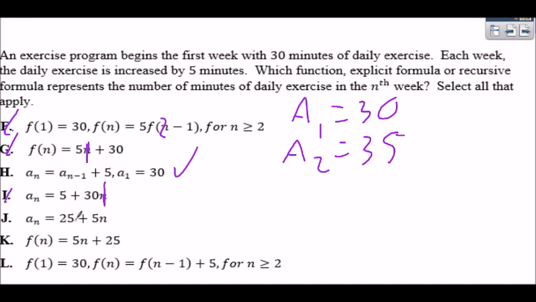This says start with 25 minutes of workout plus 5 minutes times what week it is. So if I were to put 1 in, 5 times 1 is 5 plus 25 is 30. So that works. Let's plug in 2 just to make sure that that works. So 5 times 2 is 10. 10 plus 25 is 35. So that works. And then J and K are the same thing, just rewritten in order. And this says terms of N. This says functions of N, which is the same thing. Start with 30 minutes. Then every week, do what you did last week plus 5 minutes.